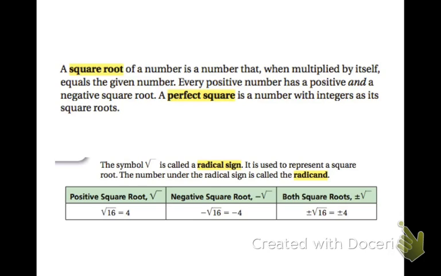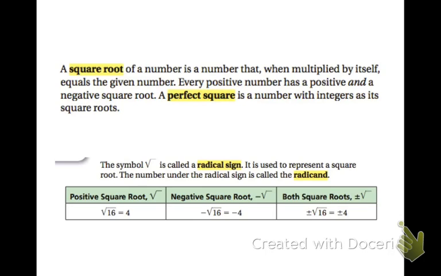16 is the radicand, it's under the symbol, so we're wanting to know the square root of 16. What number times itself is equal to 16? And because we want this positive value, the answer would be 4, because 4 times 4 equals 16.